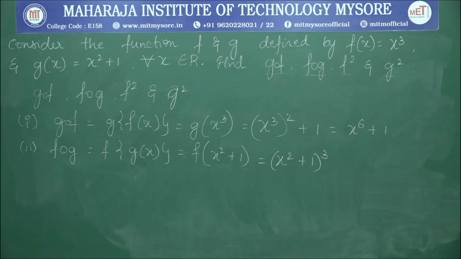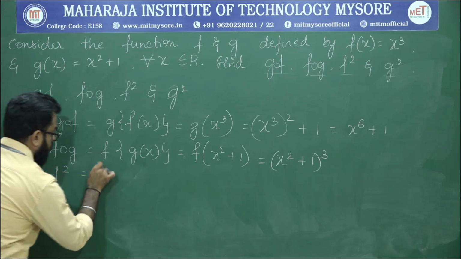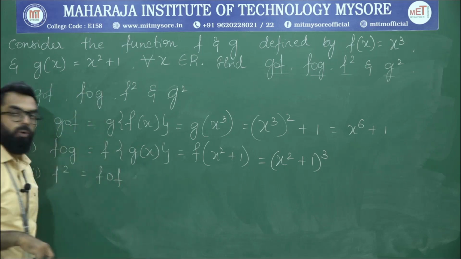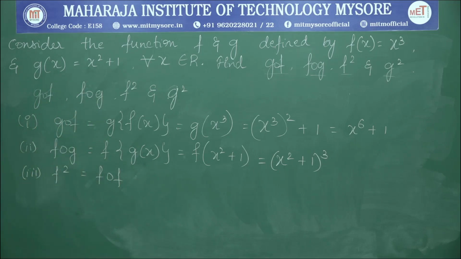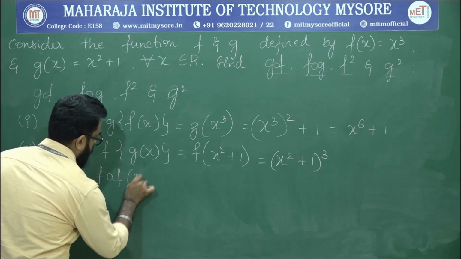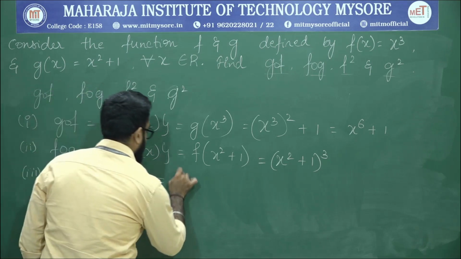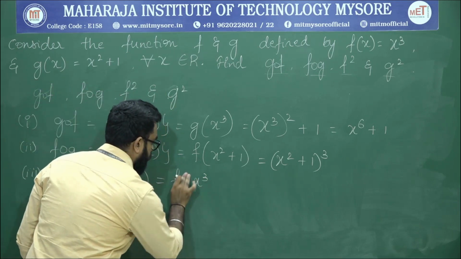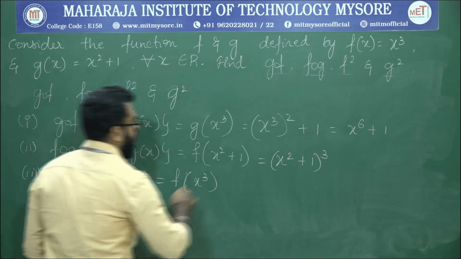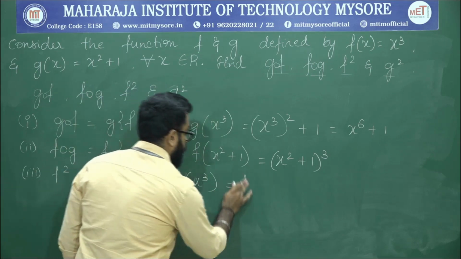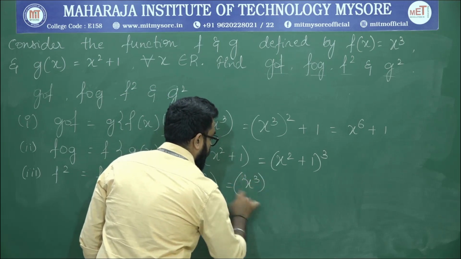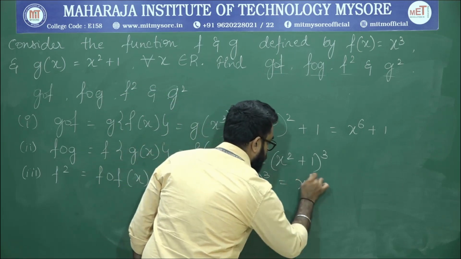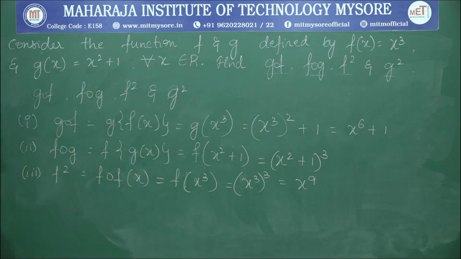Now what is the third one? It is f square. So how do we do that? At the time of definition we have noted that f square is nothing but f of f, correct? So how do we do this? This is f of f of x. f of x is nothing but x cube, you can use these small brackets here. Then again f of x cube is nothing but x cube to the power of 3. This is in turn equal to x to the power of 9.